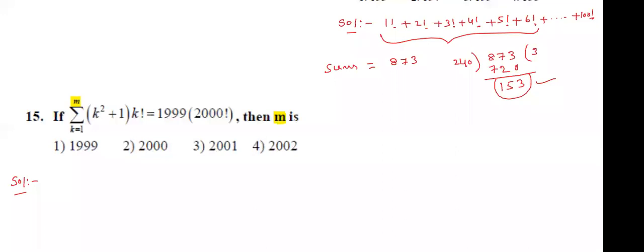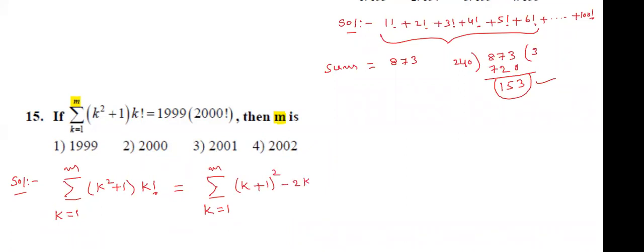So first I am going to take the left hand side. Sigma k equals 1 to m of (k square plus 1) into k factorial. K square plus 1 I am writing as (k plus 1) whole square minus 2k. So what have I done here? Adding and subtracting 2k. K square plus 1 plus 2k is (k plus 1) whole square, into k factorial.